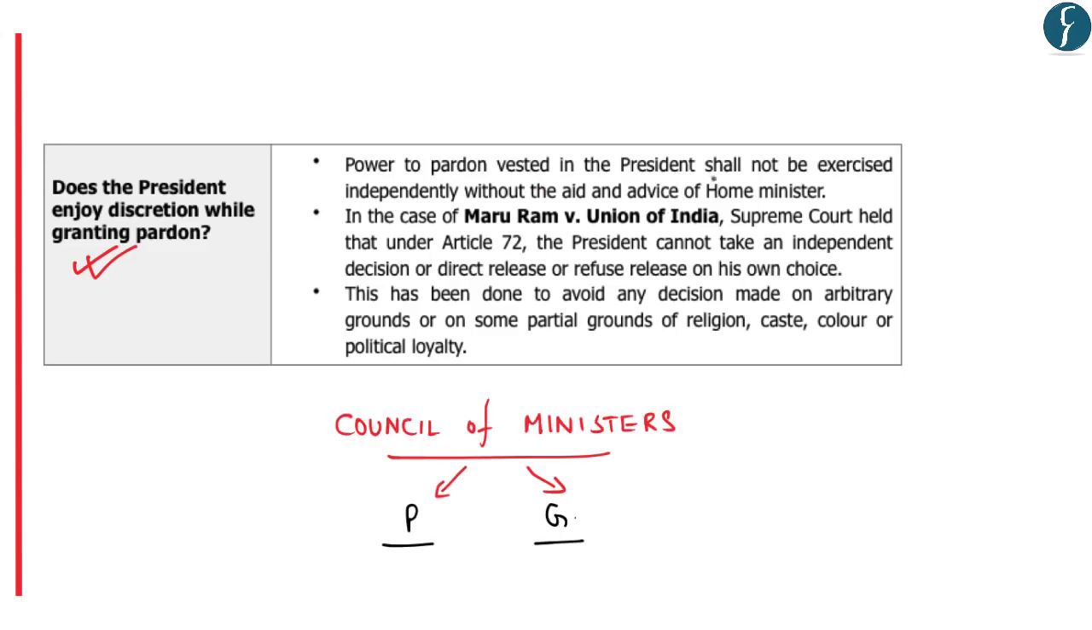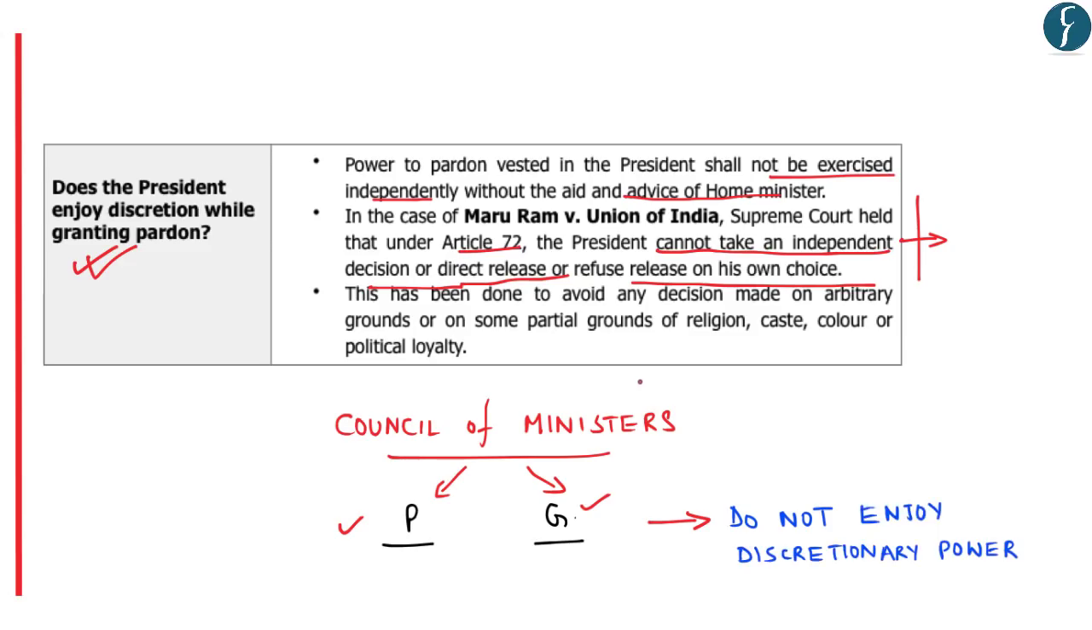It says that a power vested in the president shall not be exercised independently without the aid and advice of the Home Minister. And in this aspect, in the case of Maruram versus Union of India, the Supreme Court had held that under Article 72, the president cannot take an independent decision or direct release or refuse release on his own choice. Hence, in the aspect of clemency powers, for both the president as well as the governor, they do not enjoy any discretionary power. And this becomes an important aspect to remember with respect to their clemency power.